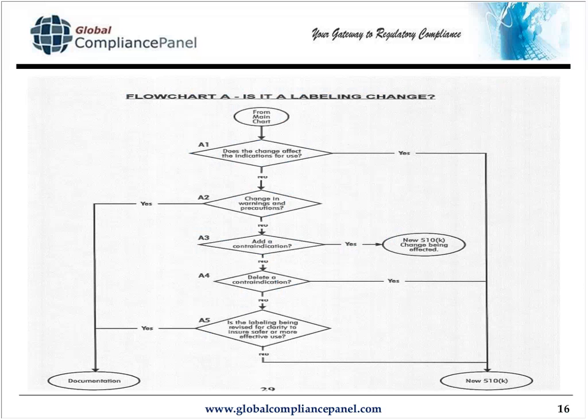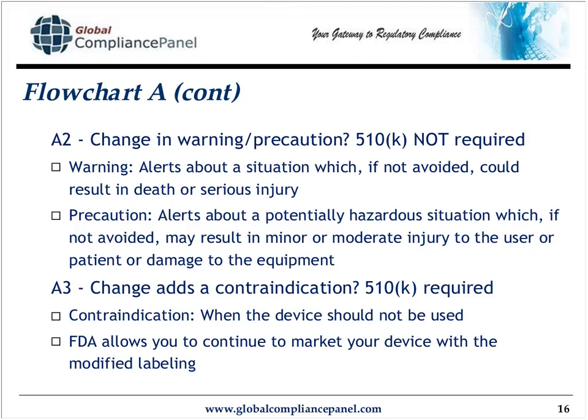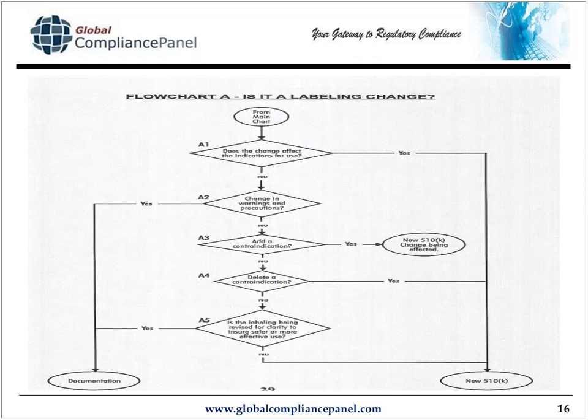However, if you are not changing a warning or precaution, you're going to continue to go down to A3, which asks us, are we adding an indication? And what it says, A3, if you're adding an indication, interesting choice of terminology here. It says new 510K change being affected to the right of A3.